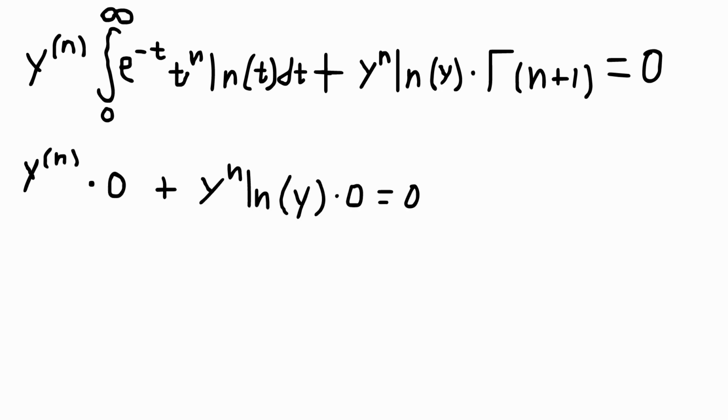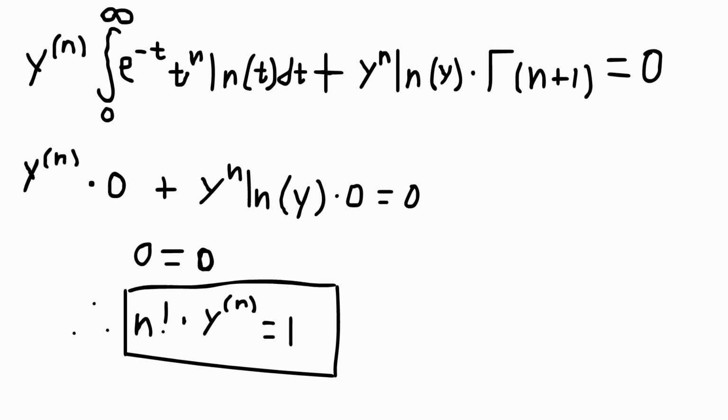times 0 plus the y to the n times the natural log of y times 0 is equal to 0. So, 0 is equal to 0. Since 0 equals 0 is a true statement, that means our original statement is also true. Therefore, n factorial times the nth derivative of y is equal to 1.